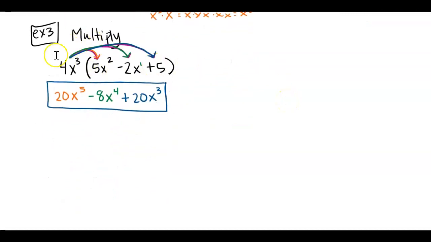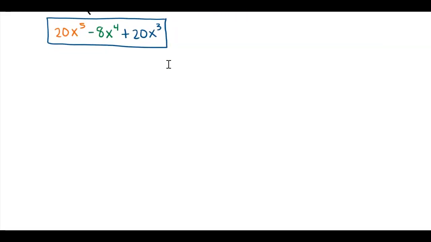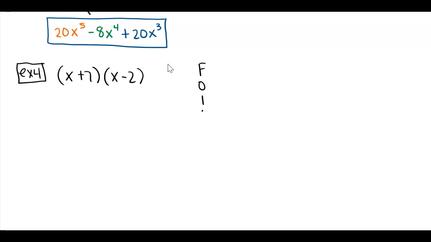So this one was a monomial multiplied by a trinomial where you're just distributing that through. This next one looks a little bit different, right? So for example 4, we're going to have a binomial multiplied by another binomial. So if I have x plus 7 times x minus 2. Some of you have heard the acronym FOIL used to help you remember how to multiply these binomials together.